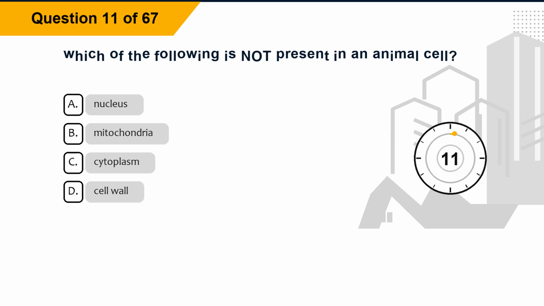Question 11. Which of the following is not present in an animal cell? Option A, nucleus. Option B, mitochondria. Option C, cytoplasm. Option D, cell wall.